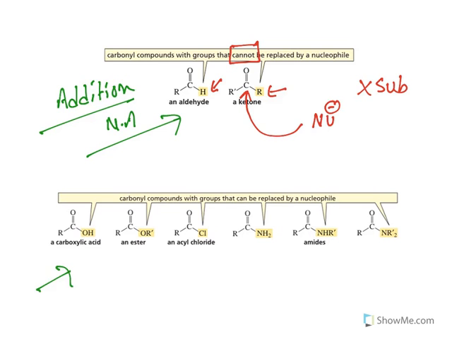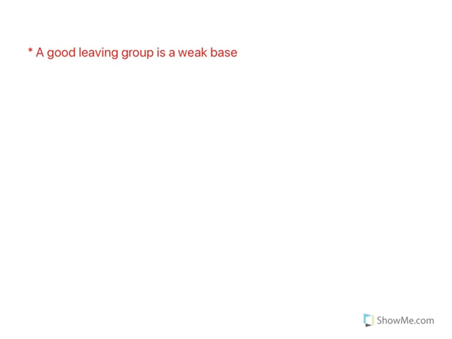In this case, carbonyl compounds with groups that can be replaced. Replaced means substitution is allowed. If they can be substituted, what could be the characteristic reaction? Nucleophilic acyl substitution. So this group will determine what kind of reaction will take place. Now, why is this happening? In order to understand that, you need to understand a concept called the leaving group.